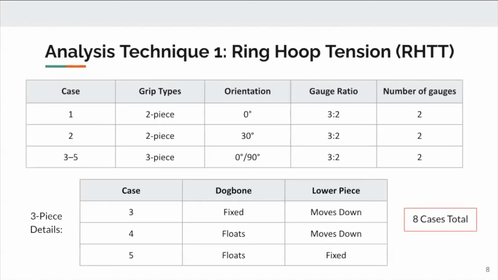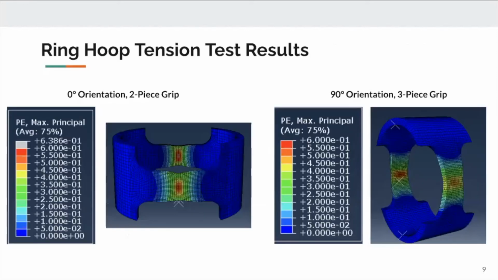In order to assess the best combination of specimen orientation and grip type, we've designed 8 scenarios which are shown here. For the 3-piece grips, 3 different cases were trialed to determine the best combination of fixed, floating, and moving parts in the grip. The best results from those 8 scenarios are shown here.